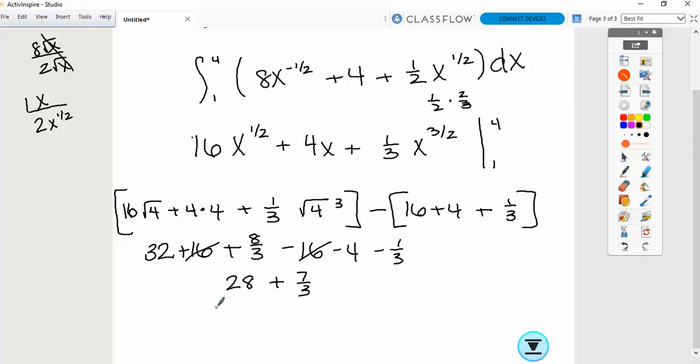So if you're trying to do this on a test without a calculator, if you want to turn 28 into something over 3, you just multiply top and bottom by 3. So you get 84 over 3 plus 7 over 3, or 91 over 3. Any others on that first section you want to look at?